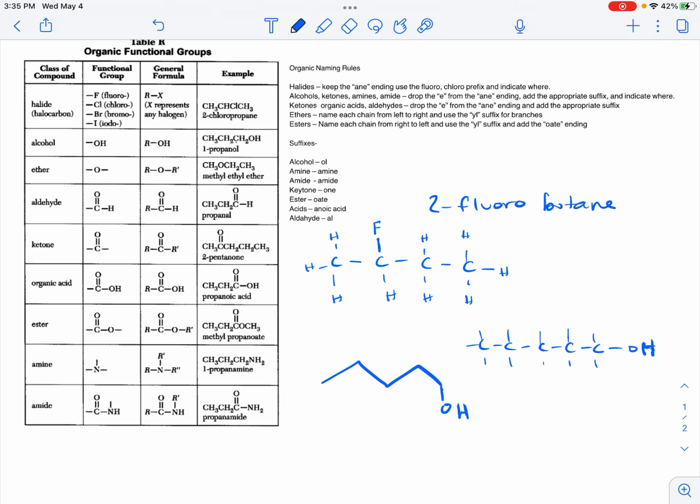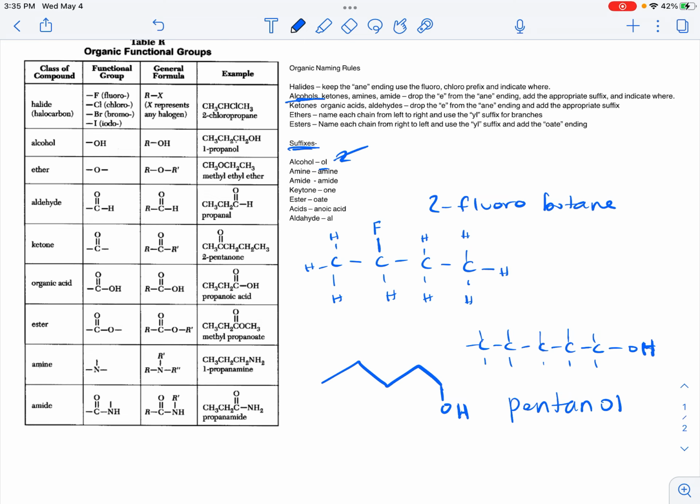When you name them, if we're going to use the rules right here, for alcohols you drop the E from the A and E ending and add the suffix. The suffixes are below. So alcohols get an OL ending. So instead of calling this 5 carbon pentane, we drop the E ending, get rid of that E, and then add the OL ending. So pentanol, and then you have to say where it is also, okay?